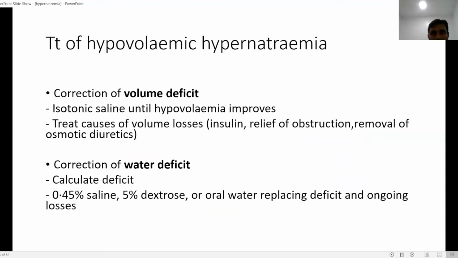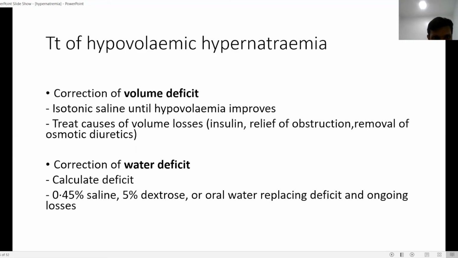So what are the treatment options of hypernatremia? First is correction of the volume deficit. Isotonic saline is infused until the hypovolemia improves, and some patients are hypotensive. Until the hypotension improves, isotonic saline will be given. Then we have to treat the cause of volume losses, like we have to give insulin in hyperglycemic patients. We should try to relieve the obstruction in kidneys and remove osmotic diuretics if the patient is taking them, like mannitol.